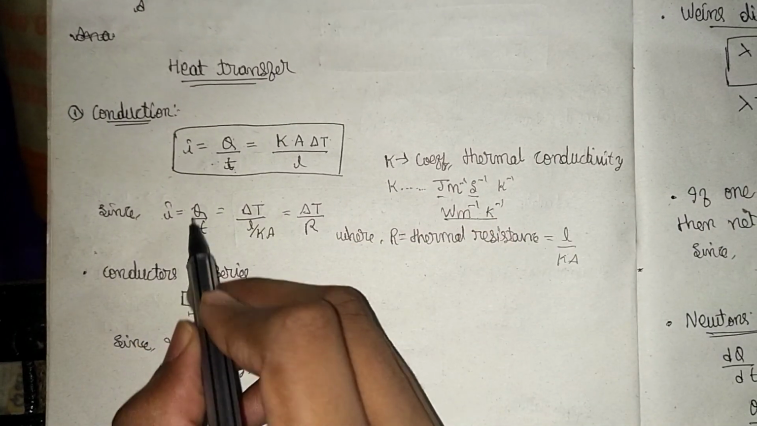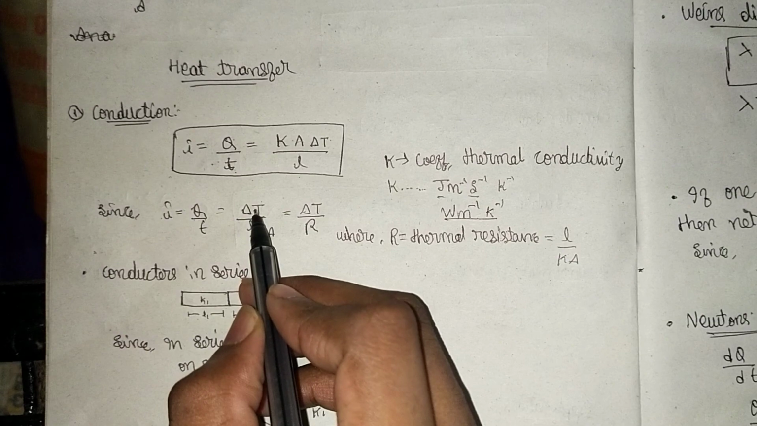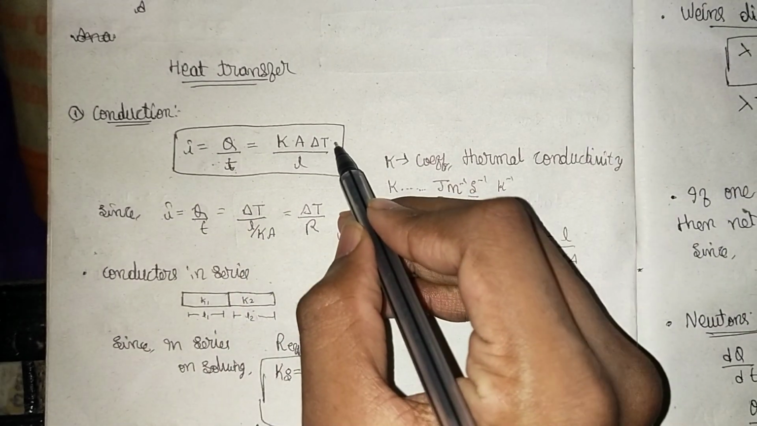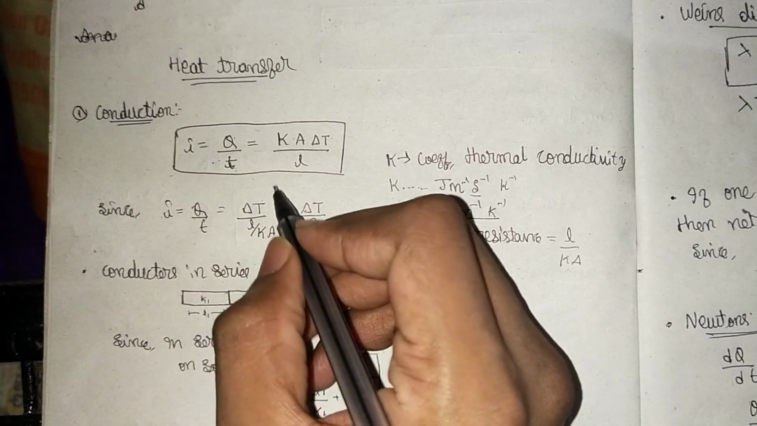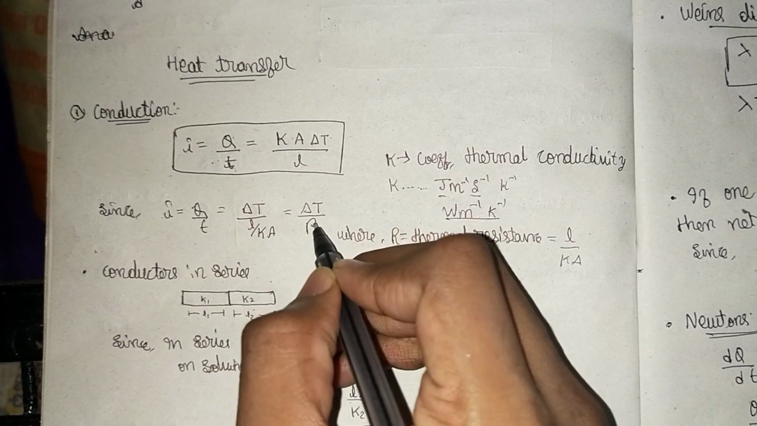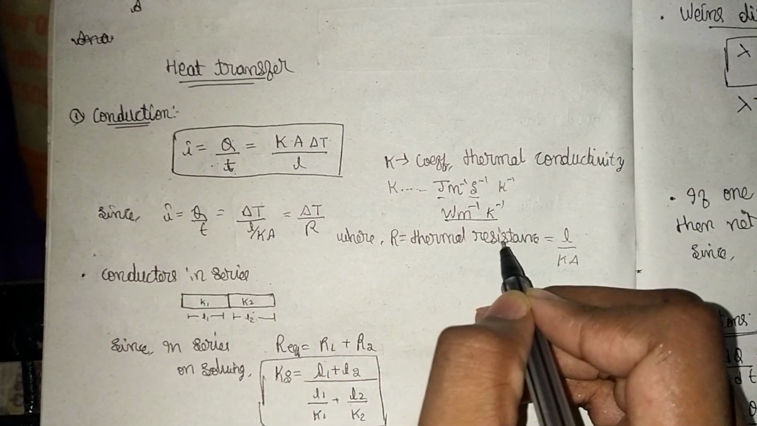Since I is equal to Q by T, that implies change in temperature times L by KA. This L by KA, that is delta T by R, where R is the thermal resistance given by L by KA.